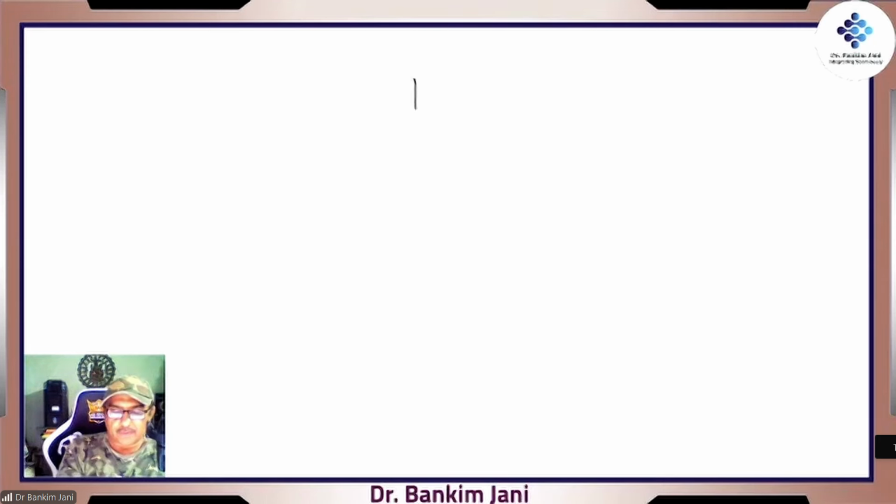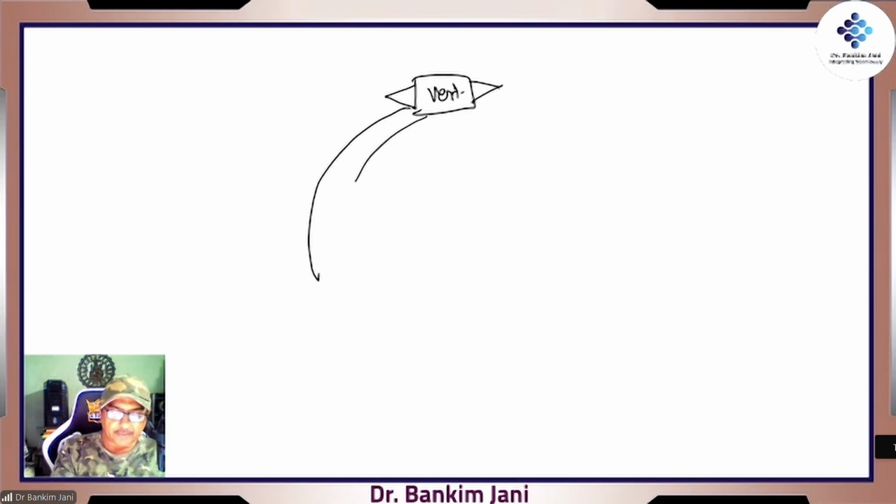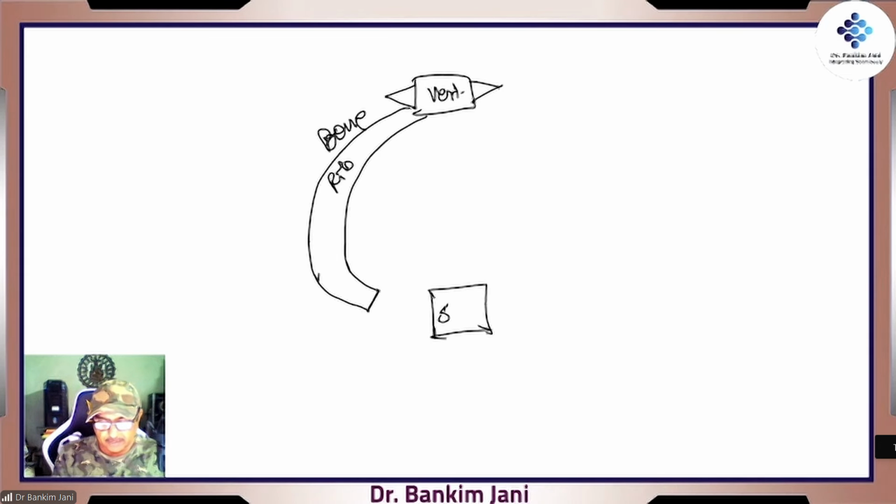Watching from the top, that's the vertebra, on the back side. From here comes the rib. Here is the rib. This rib is bone. As it comes anteriorly, this rib is over. But the sternum is at this point. Here is the sternum. And the rib is done.